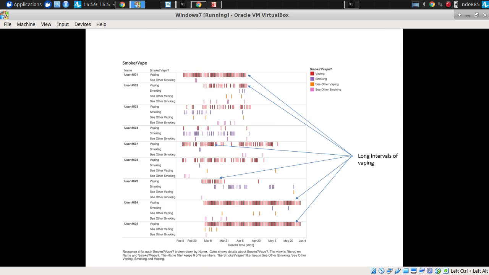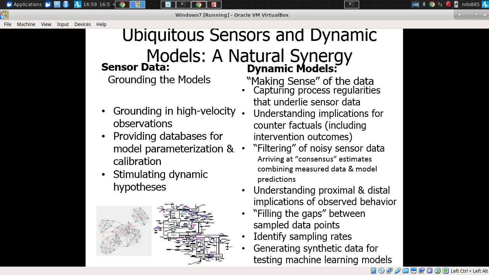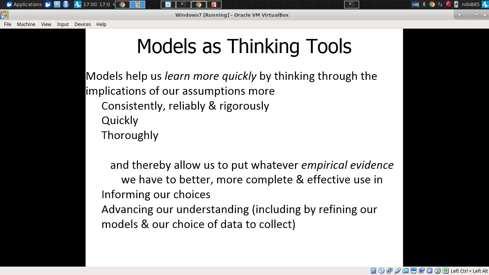And we can use this sort of data to stimulate hypotheses for what's going on in the world that are more grounded. Dynamic models can help us take this data that we're gathering through big data and help us capture the regularities that underlie it, and it can help us identify aspects of the underlying behaviors which may not be collected and fill the gaps between what we are collecting, to have a more general theory about what's going on here. We can further use the dynamic model, it turns out, to generate synthetic data to test strategies for analyzing that data.